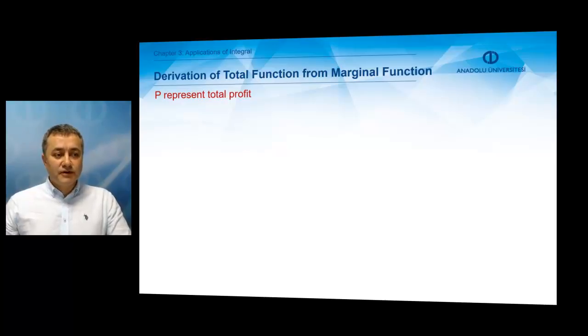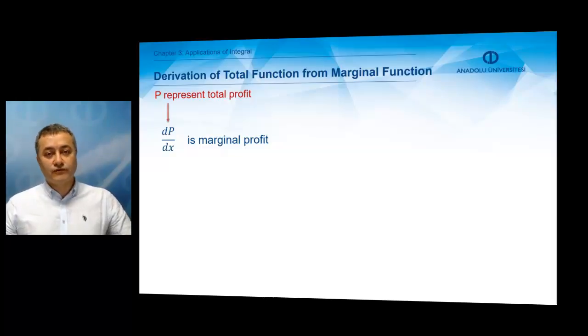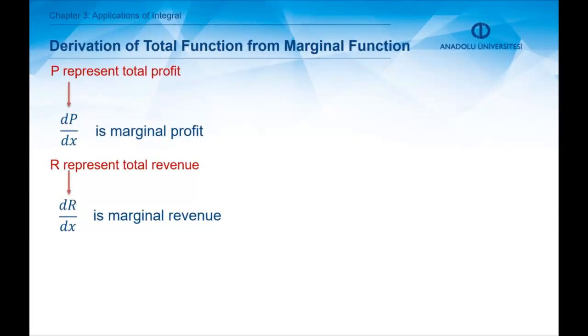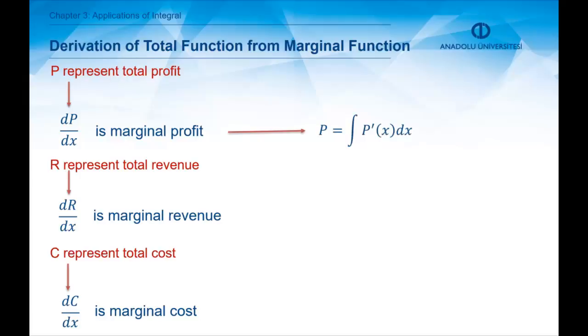For example, if P represents the total profit, this P may be found from the marginal profit, which is defined as the derivative of the profit function. Likewise, if we know the marginal revenue, dR over dx, then we can find the total revenue. And similarly, we can represent the total cost of a quantity by using its marginal cost. So, if we integrate the marginal profit, or the marginal revenue or the marginal cost, then we obtain these total functions.